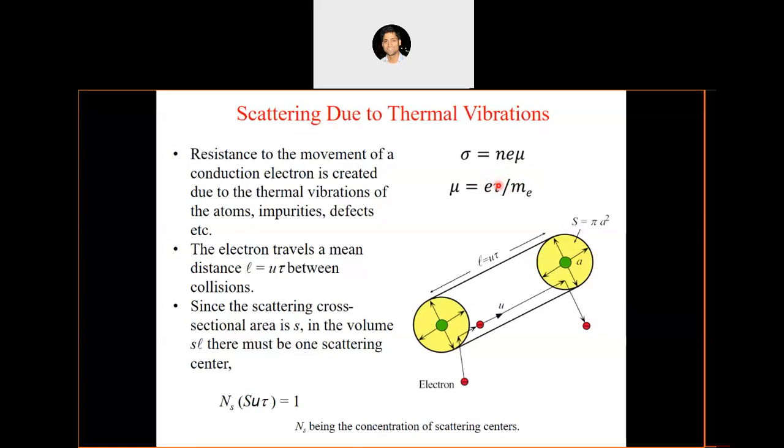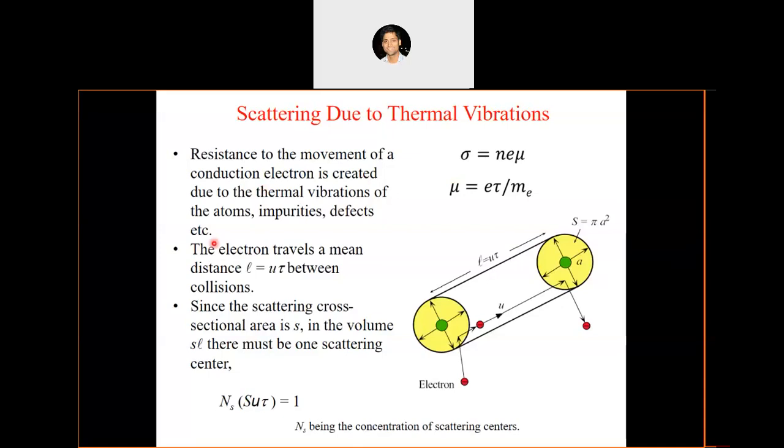So any scattering event will reduce the mean scattering time, right? The higher the number of scattering events we have, the lower will be the mean scattering time, and that is what causes the resistivity in a particular material. So what we are going to do here is see how the vibrating atoms bring in the concept of resistivity in the material.